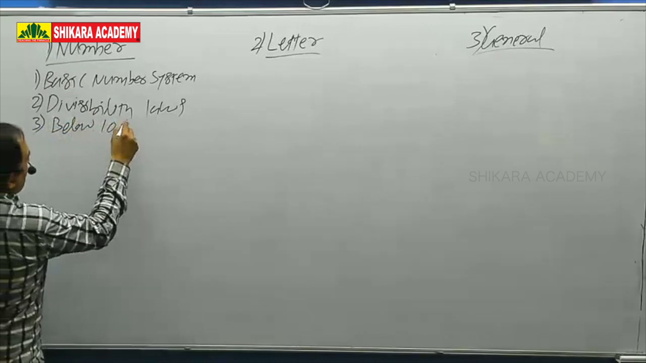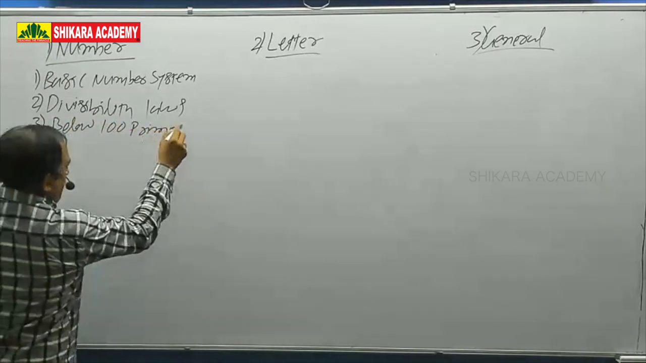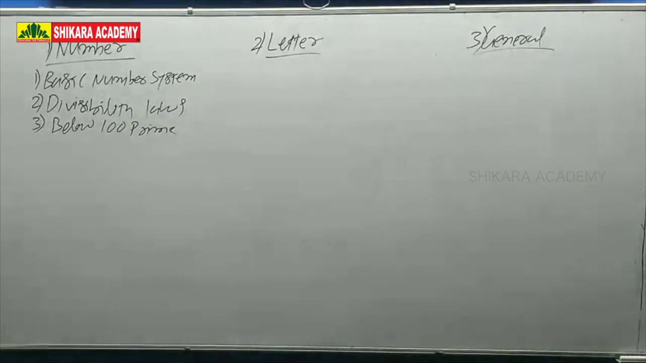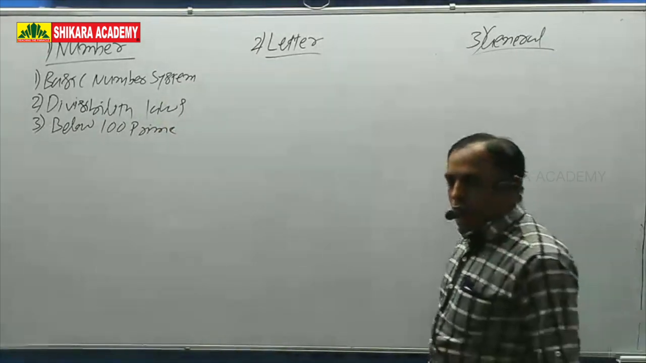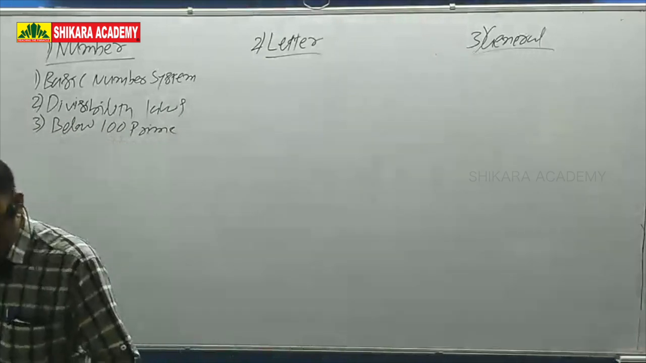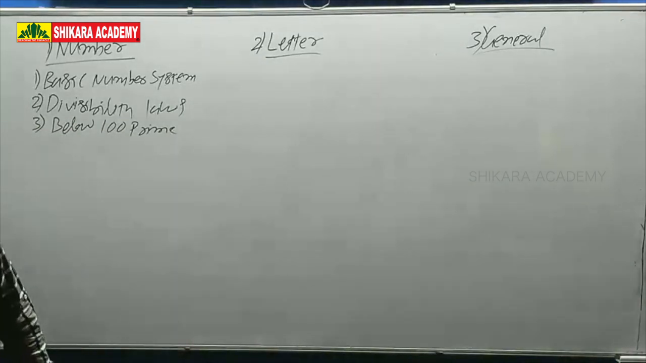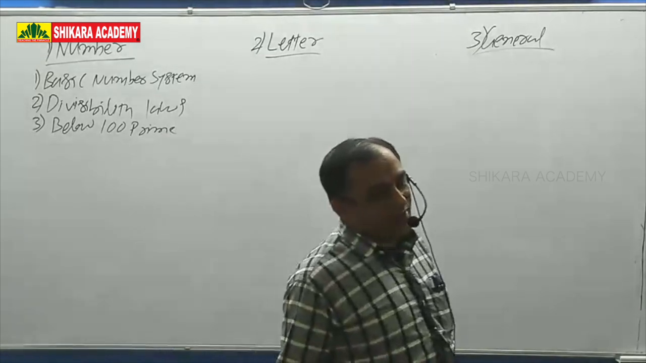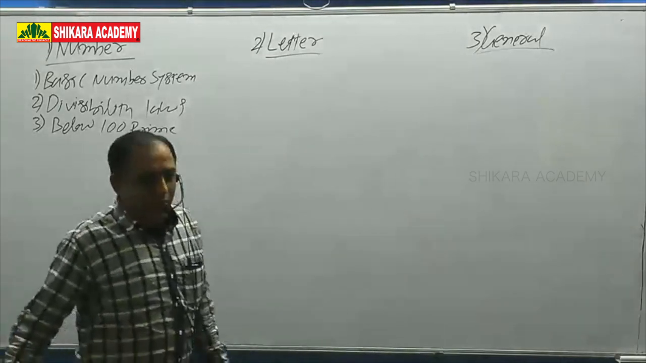Third one: prime numbers below 100. Don't buy the prime numbers list; in the next class I will discuss the prime numbers also. If you know the prime numbers below 100, good. One of the previous questions: how many prime numbers are there between 40 and 80? With simple techniques we can learn this.